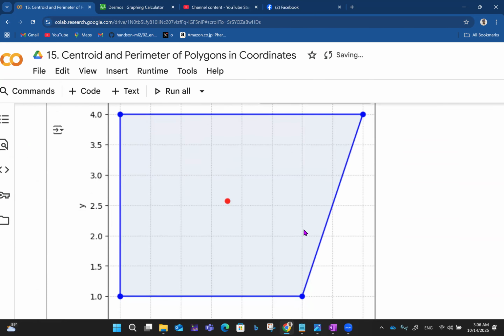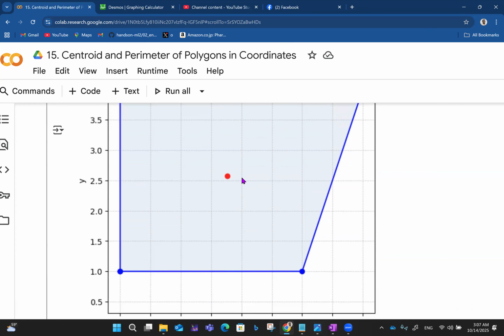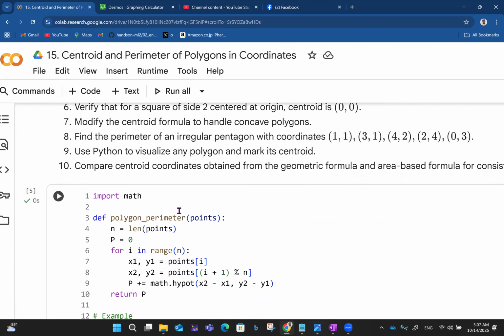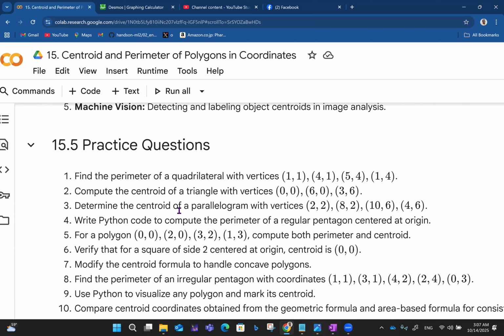So this now is like a, what do we call this? It's a rhombus. No, this is not what a rhombus looks like. I think it's a parallelogram. I forgot what this can be called now. Yes, I think it's a parallelogram, because two sides are parallel, and the other two do not necessarily have to be parallel. You can see the centroid right here, and we found the perimeter here, 13.16 units.